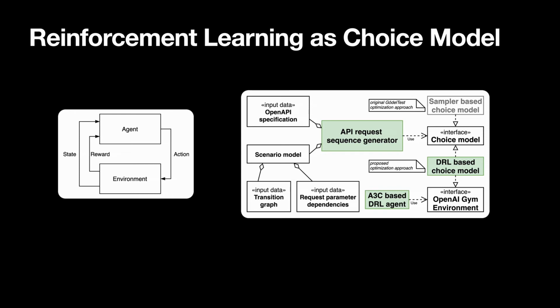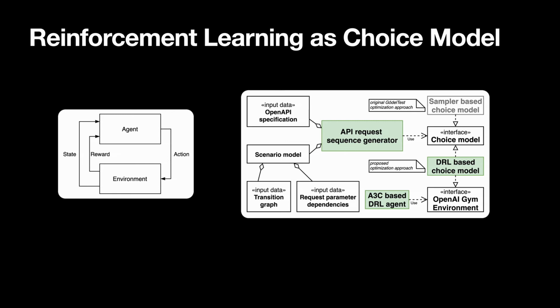Now, originally, Feldt and Poulding used the sampler-based choice model, and we replaced that with an alternative reinforcement learning-based choice model. We do so through the very popular OpenAI GYM environment, which allows us to easily apply any reinforcement learning algorithm.